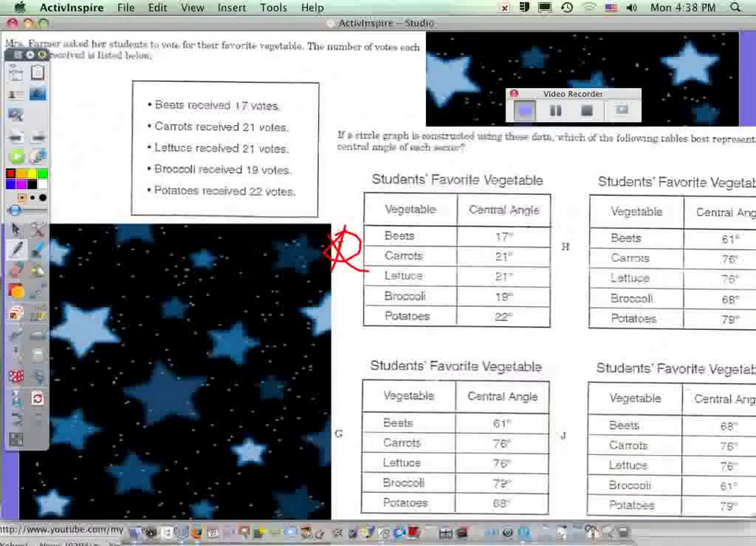And you know that carrots and lettuce are going to be the same. Then you know that broccoli has to be less than the carrots and lettuce, and beets have to be less than all of them. But here, that doesn't work. Carrots and lettuce are the same here, but broccoli is greater than the carrots and lettuce. Answer is H.